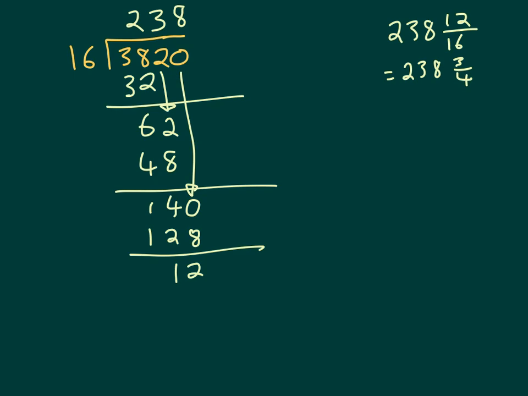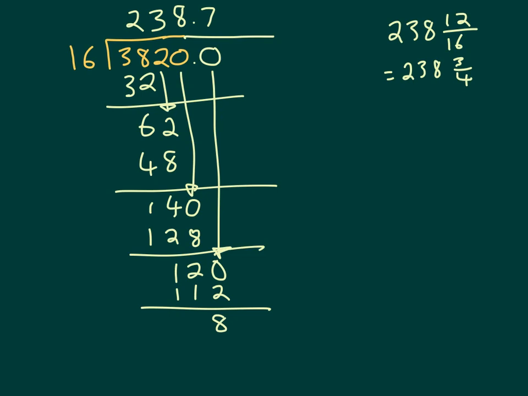I can calculate as a decimal, of course, by pulling down another 0 and saying how many 16s in 120. There are 7, and that's 112. Leaving 8, and of course I just need to pull down another 0 and saying how many 16s in 80, and of course there are 5.